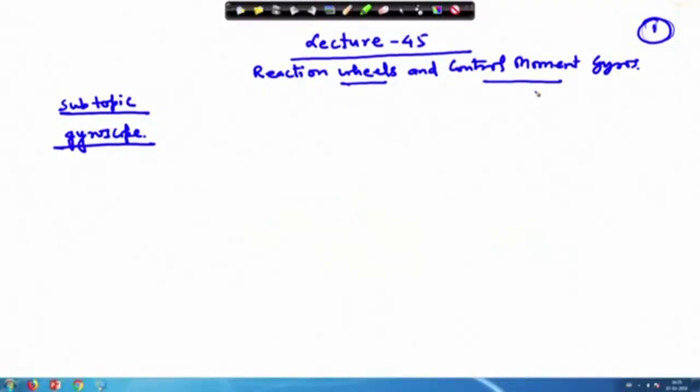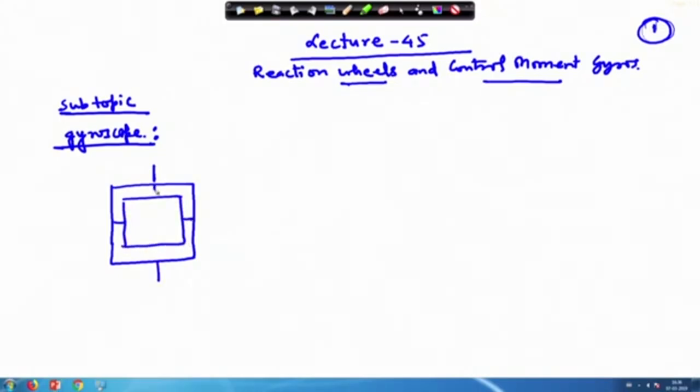In that context, before entering into the reaction wheels and the control moment gyros, we are trying to enter into this gyroscope. How does it work? We have already looked into the rigid body dynamics of a cylinder, which was a symmetrical case. It can be unsymmetrical also, but here the gyroscope consists of two frames, as we have discussed earlier: the outer frame and the inner frame. This is on the gimbal here, and then you have another frame which is inside this.